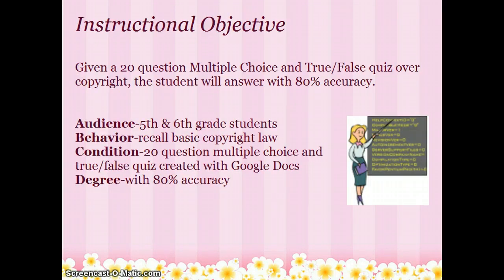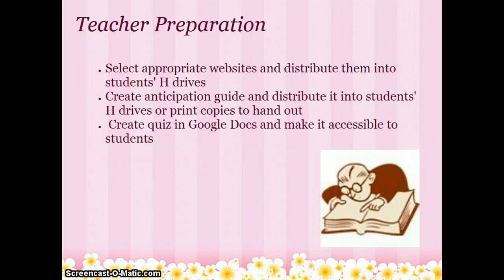My instructional objective is, given a 20-question multiple choice and true-false quiz over copyright, the student will answer with 80% accuracy. I realize that this is at the recall level, which is the lowest level on Bloom's taxonomy, but this is a precursor to another lesson where they will actually apply what they've learned about copyright, and I will talk more about that in my summary.